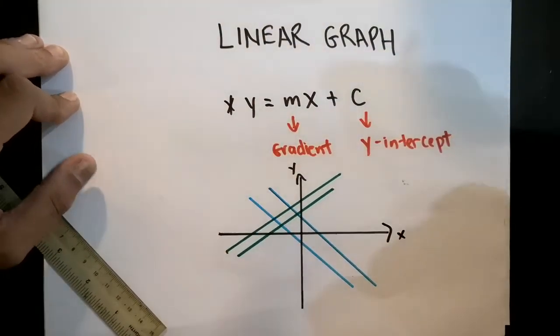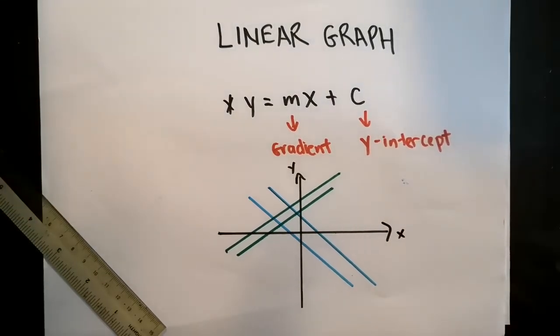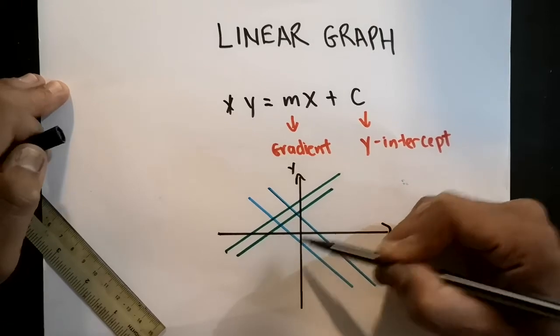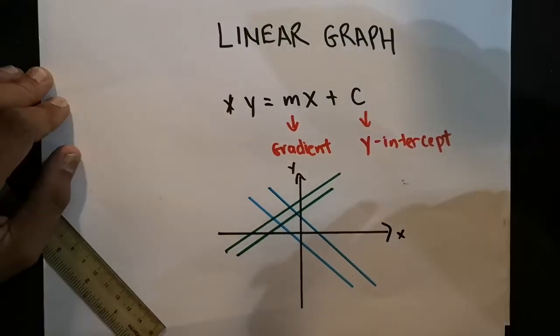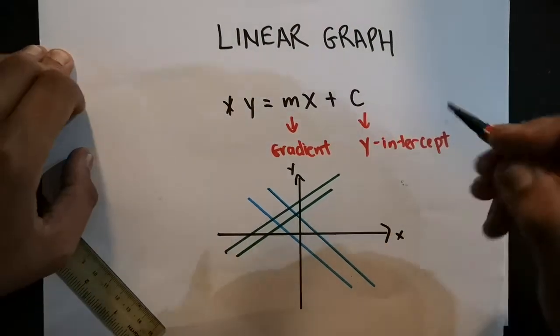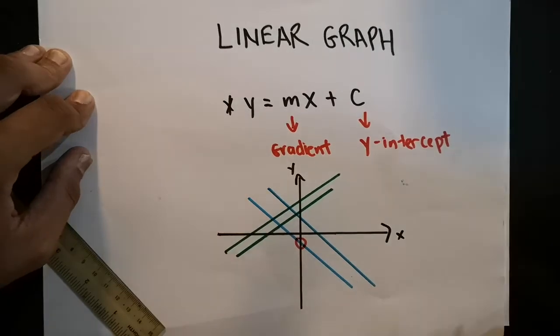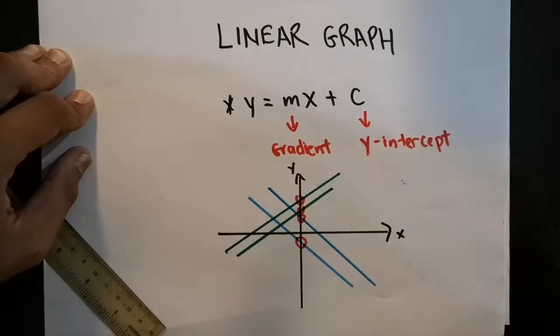Second thing that you need to know is the c. C is the y-intercept. So the value of c is all here. 1, 2, 3, 4. C is where the line cuts at the y-axis. Okay, that's why it's called a y-intercept. So the value here is the c. The value here is the c, here and here.